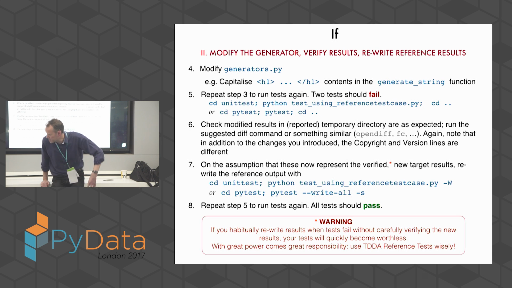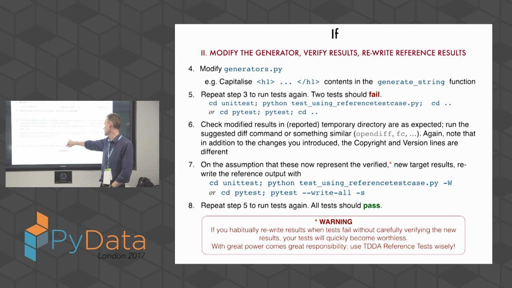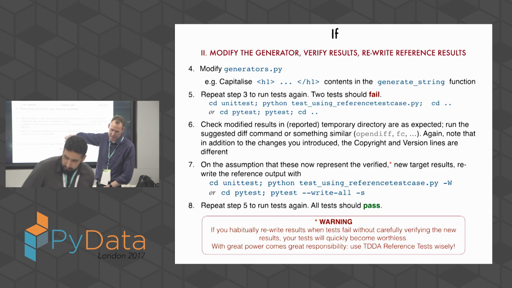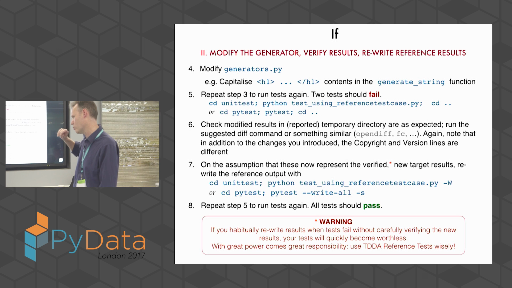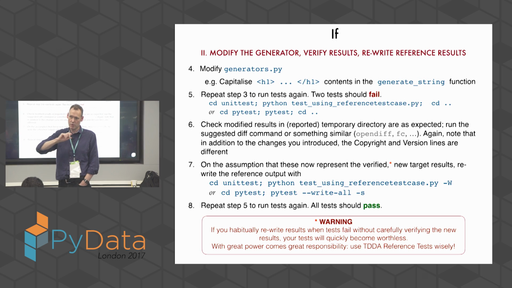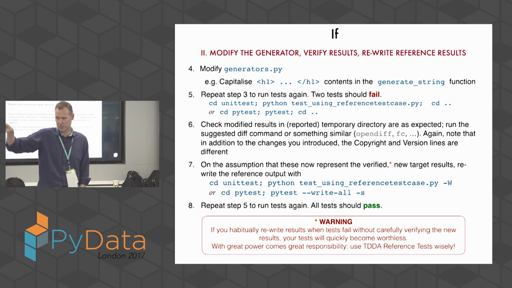And the way you do that is by running, again, depending whether you're using unit test or PyTest. In the case of PyTest, you just add a minus capital W to the line that you use to run the tests, or you can say minus minus write all. And in the case of unit test, you add minus minus write dash all minus s. And what that will do is take the generated output from the test, and write that into the area where the reference results files are.